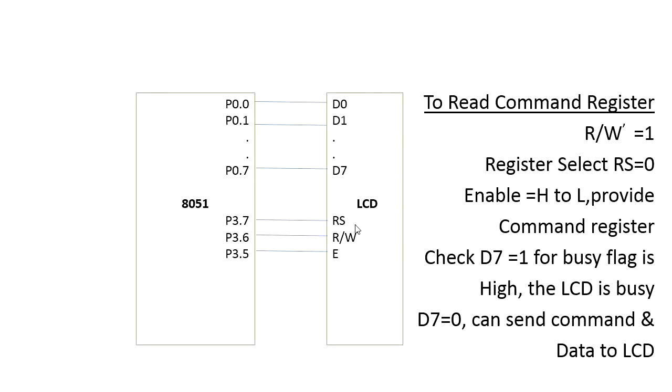The command register is where the command is stored whenever the microcontroller sends a command to the LCD device. At that time RS is equal to 0. Similarly, whenever the microcontroller wants to send data to the LCD device, it will store the data into the data register. At that time RS is equal to 1. So RS equal to 0 chooses the command register, and RS equal to 1 chooses the data register.